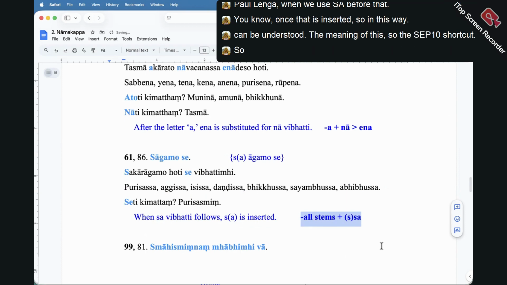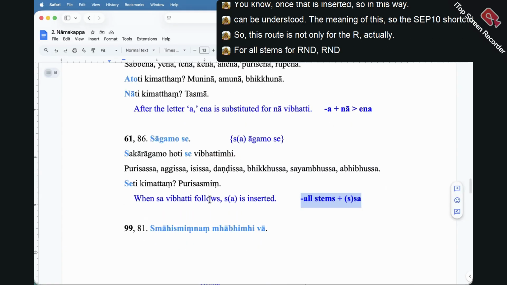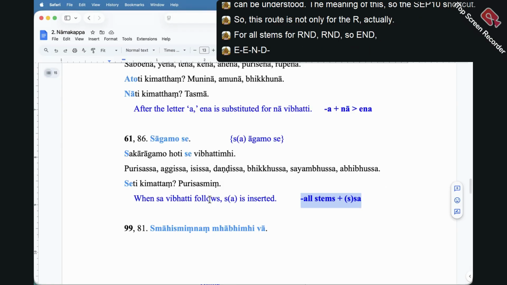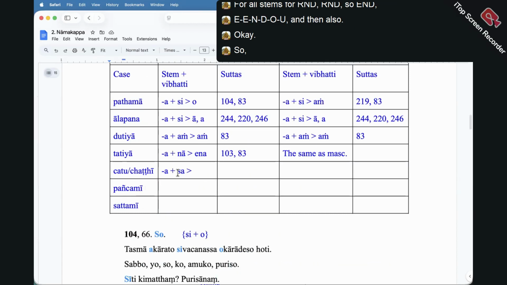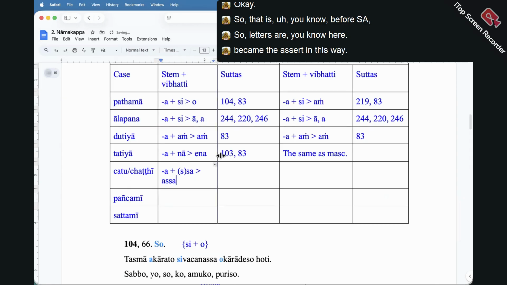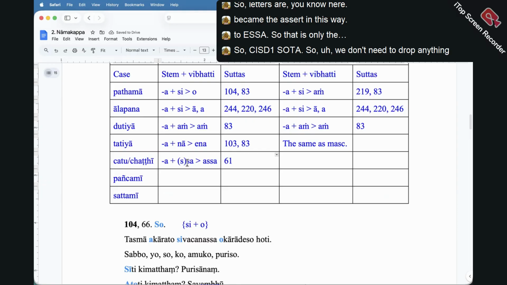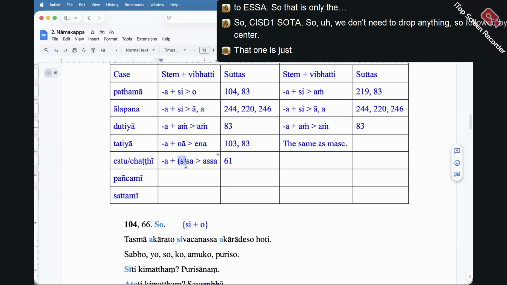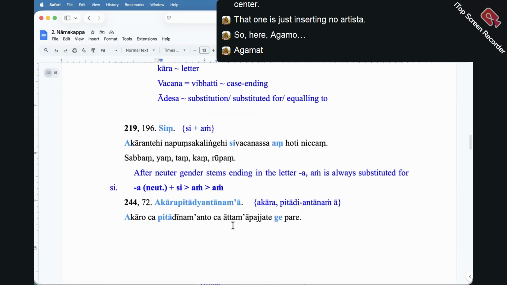So this rule is not only for the 'a' stem, actually for all stems: 'a' ending, 'i' ending, 'u' ending also. Okay. So that is, before 'sa', one letter 'sa' is inserted. That is why here it becomes 'assa' in this way. So that is only Sutta 61. We don't need to drop anything. Followed by the consonant, that one is just an insertion, no adesa. So here agama means, okay, in this sutta.